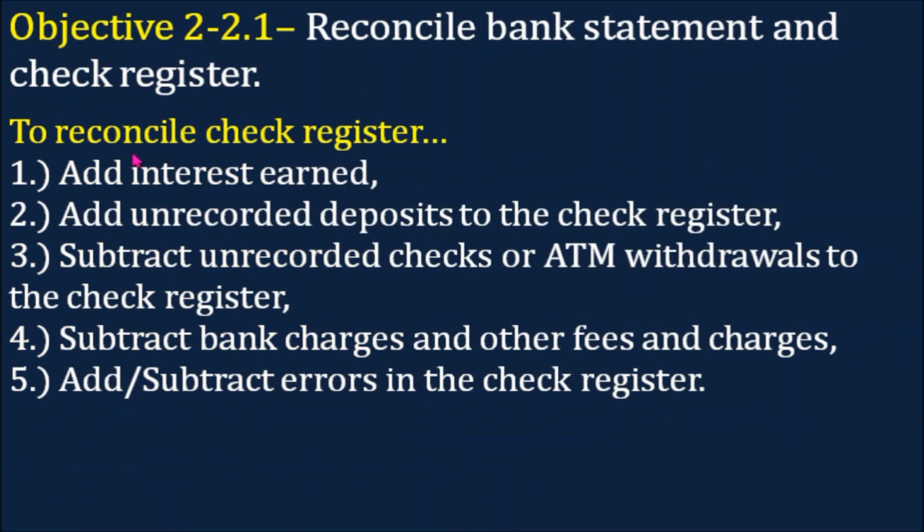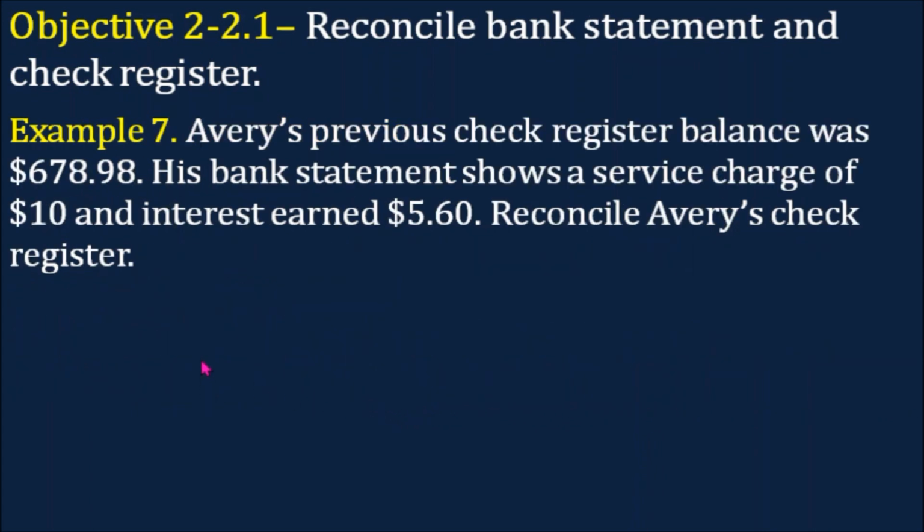Now to reconcile the check register, we are going to add interest earned, add unrecorded deposits to the check register, subtract unrecorded checks or ATM withdrawals to the check register, subtract bank charges and other fees and charges. Then add or subtract errors in the check register. Now let us have an example. Example number 7.